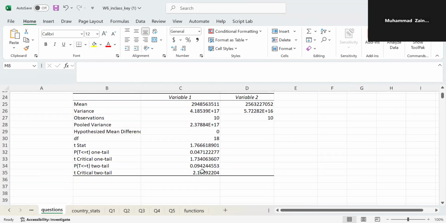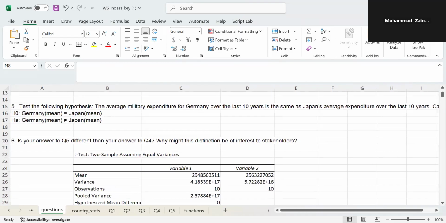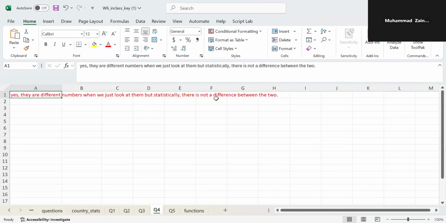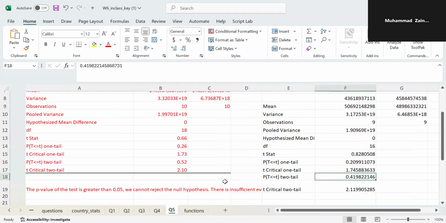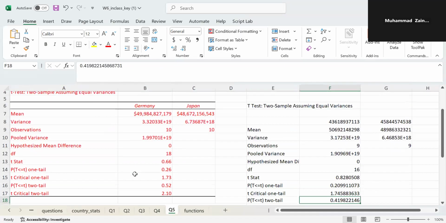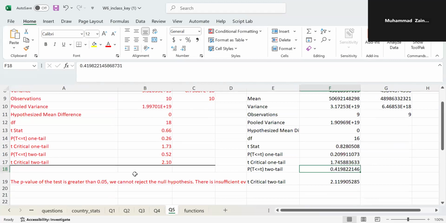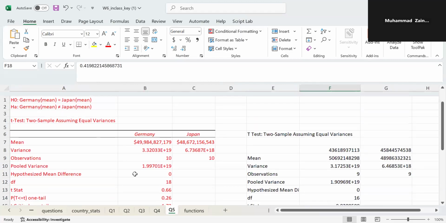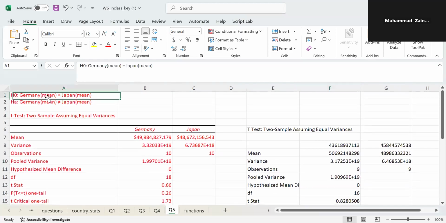So it's not different. We say that your answer is similar because we already said in question number 4 that there's no difference between the two statistically, and that is what we have come to the conclusion of: our p-value, the difference is not statistically significant, and that is why our null hypothesis stands. So our answer is not different. So basically, that's the answer to question number 6. So yeah, that was it.